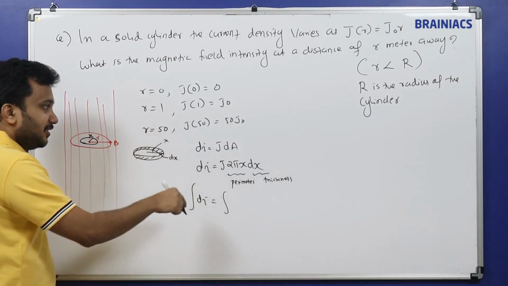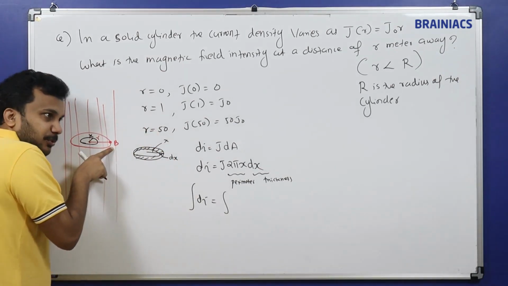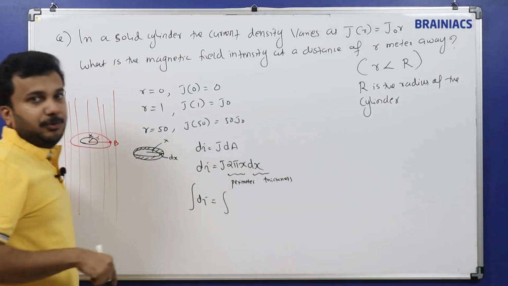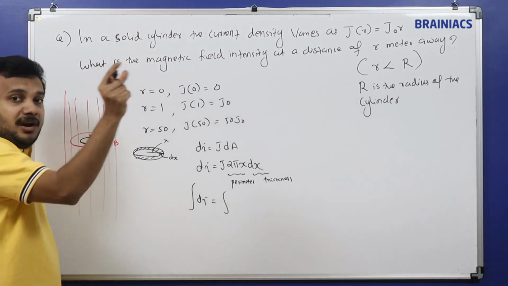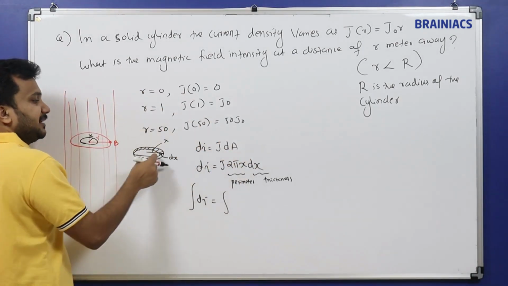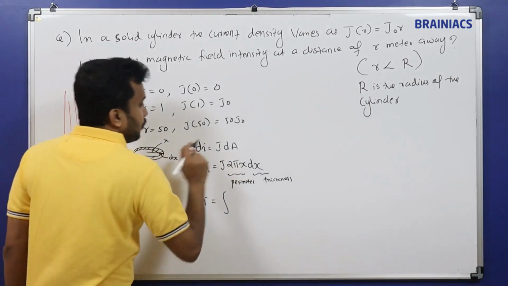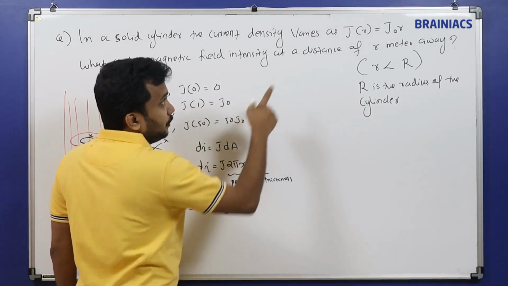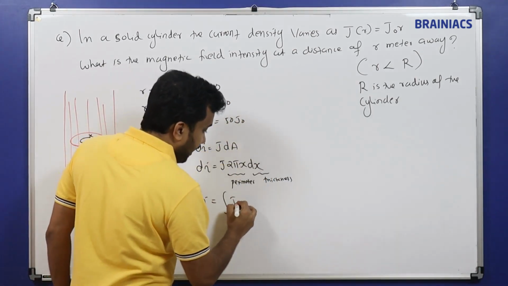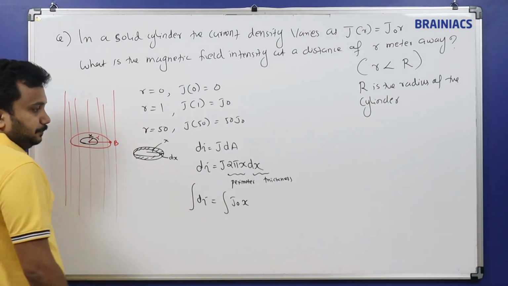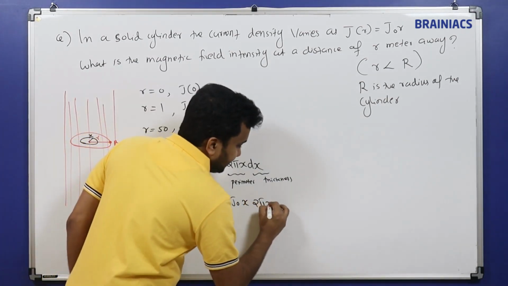The reason is I need to find the magnetic field at this point, but I don't know what is happening in between from the center to that point. So I have assumed one arbitrary point, arbitrary meaning any point x. So dI equals J times dx. Now we substitute J equal to J naught r. Now it is not r, it is J naught x, because we are at x meter away. So 2 pi x into dx.